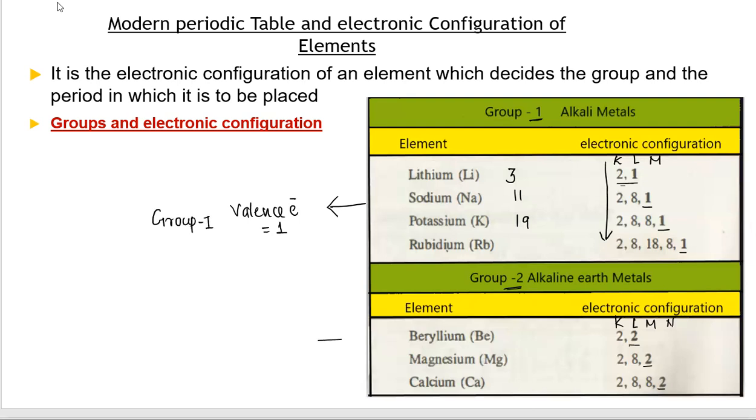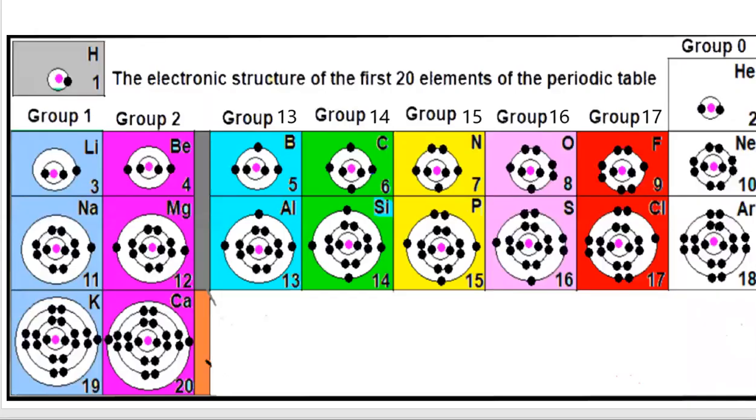Now the valence electron in beryllium, magnesium, calcium is 2. So they belong to group 2. So for the first and second groups, how to find out? If the number of electrons is 1, they belong to group 1. If the number of electrons is 2, they belong to group 2. Clear? For first and second only. Is that clear? Now, let us discuss other groups.